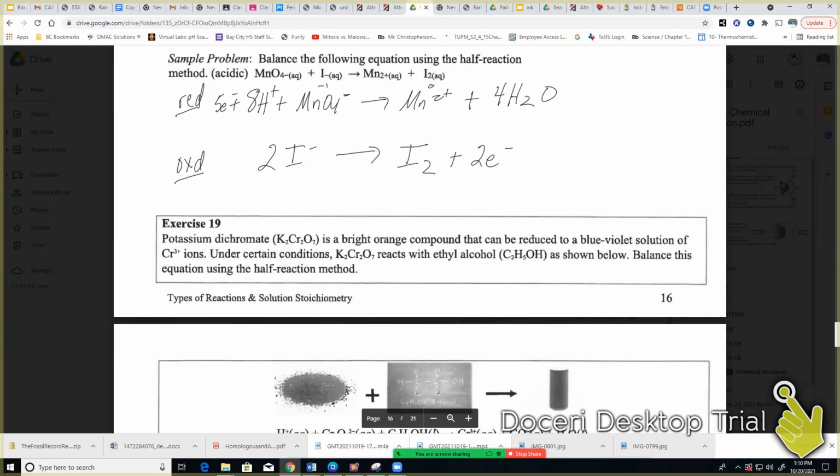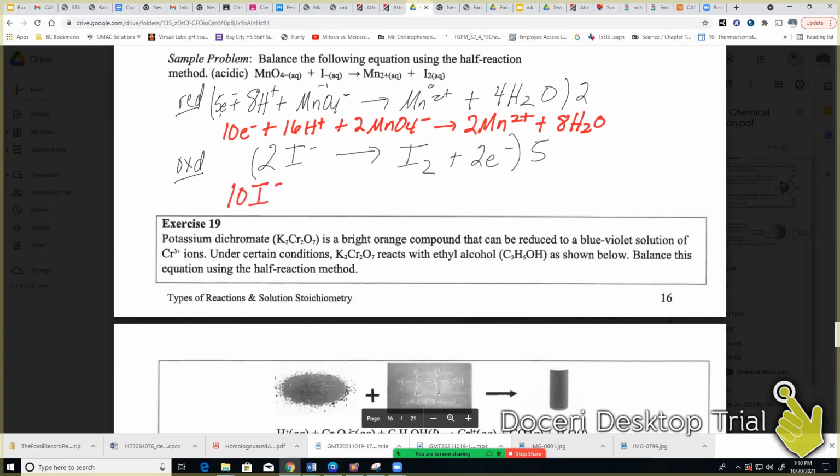Now I need to get rid of my electrons. So what am I going to have to multiply my top one by? I have 5 electrons on one and 2 on the other. So what's the common number I'm going to have to get between those two? 10. So I'm going to have to multiply this by 2 and this one by 5. All right, so let's do that. 10 electrons, 16H plus 2MnO4. Like if I was taking the AP test, I'd be talking out loud. All right, over here, then I'm going to have 10 of my iodide ion plus 5 I2. And then my 10 electrons.